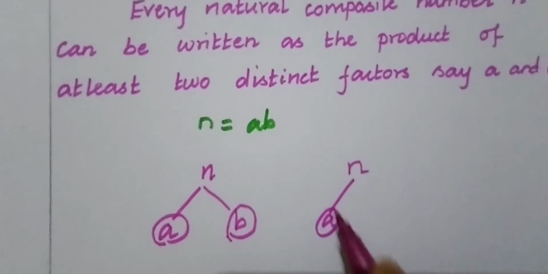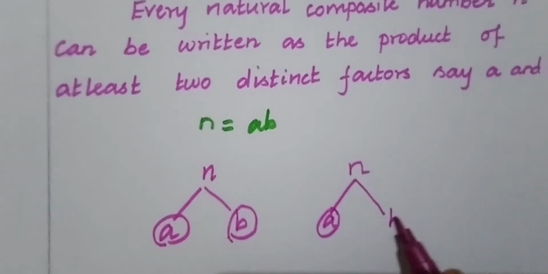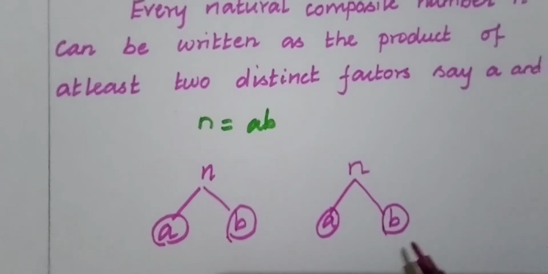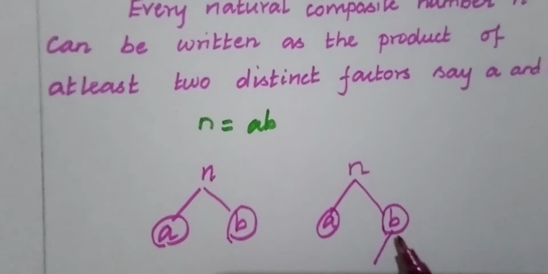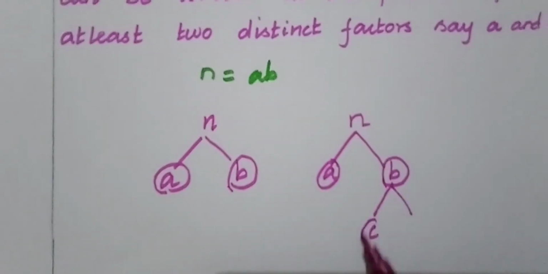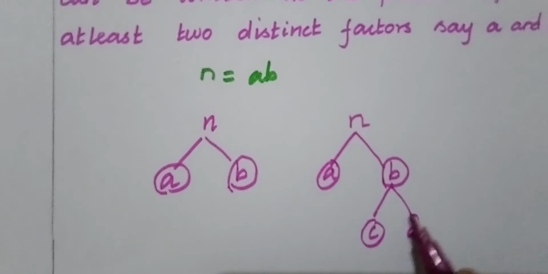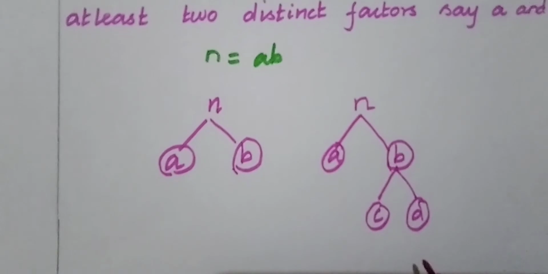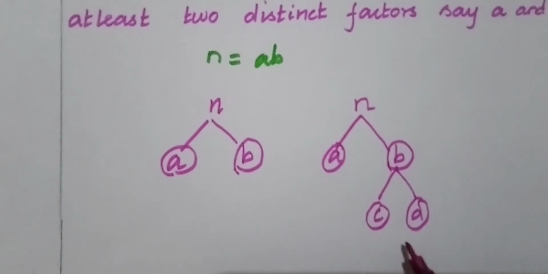a is a prime number and b is a composite number. b can be written as the product of two distinct factors, c and d. We can extend this idea until all the factors become prime numbers. This diagram is called a factor tree.